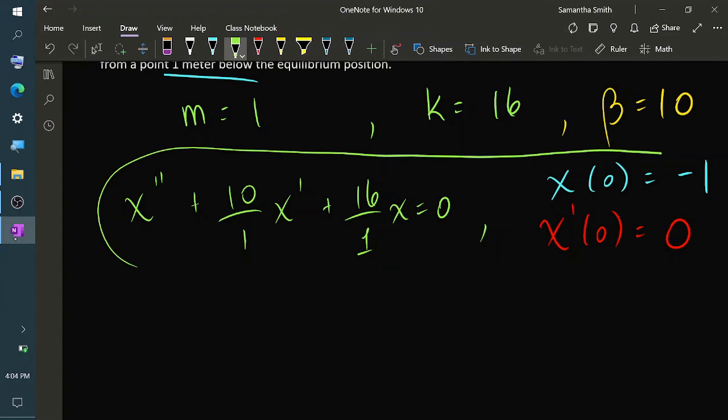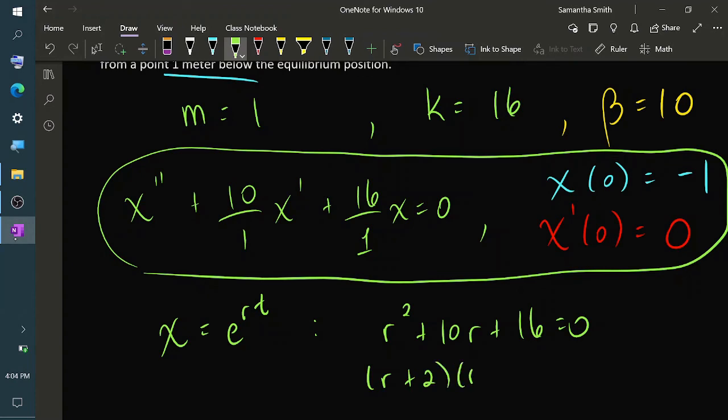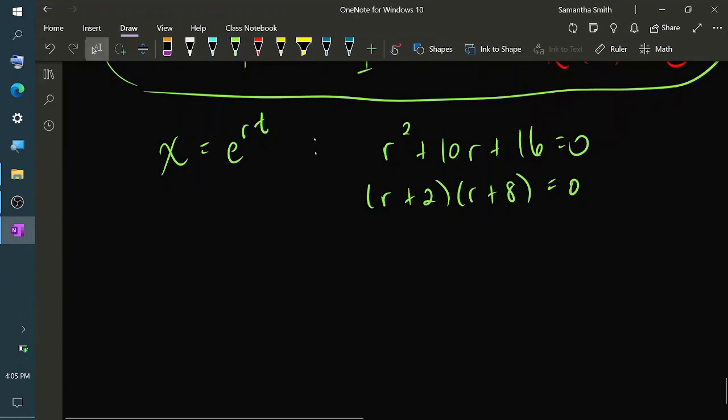This is the mathematical problem that we're going to need to solve. We have a homogeneous differential equation with constant coefficients, so I'm going to guess an exponential solution, and that gives me the auxiliary equation r squared plus 10r plus 16 equals 0. That factors as (r + 2)(r + 8), and so I get the two r values, r equals -2 and r equals -8.